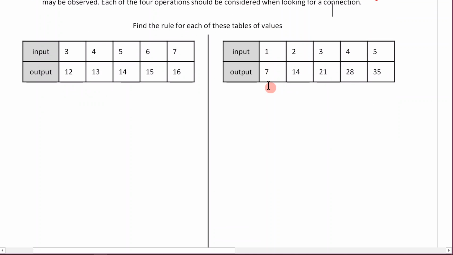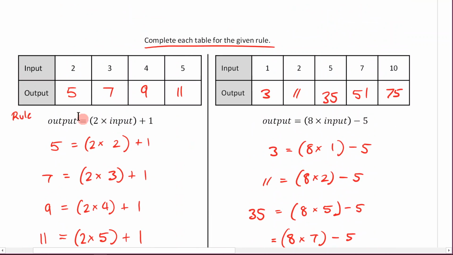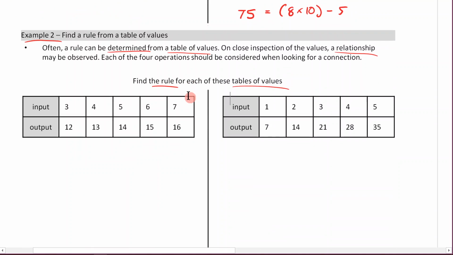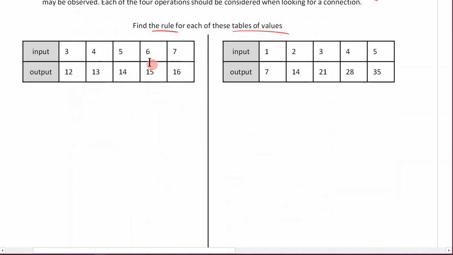Okay, so let's come down here and let's see if we can figure out what these are going to be. So we need to find the rule for each of these tables of values. So unlike before, where we had been given the rule and we had to complete the table of values, now we have been given the completed table of values and we need to figure out what the rule is going to be. So we need to figure out, how is my input related to my output?